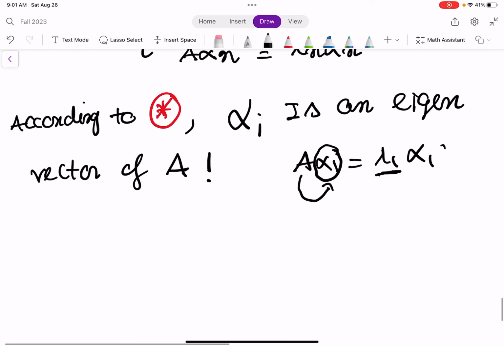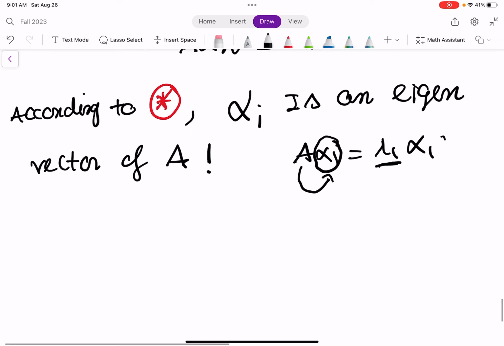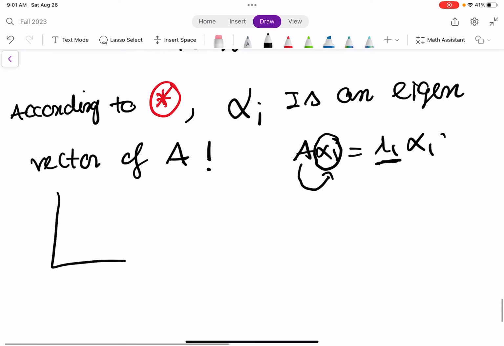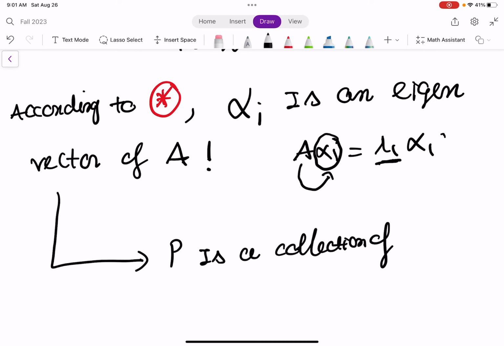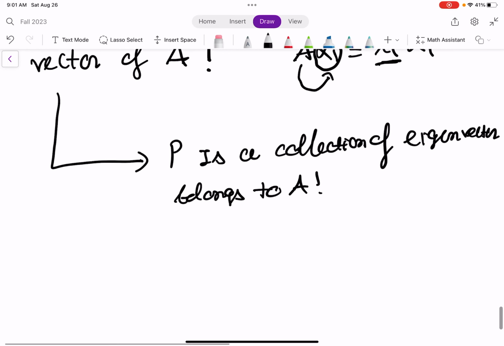So we know that is the eigenvector, so we can also say that P is a collection of eigenvectors belonging to A. Now we can find P because we know P consists of all the eigenvectors of A. And that's the topic for the next video. In the next video, we'll figure out how to find the eigenvectors of A.